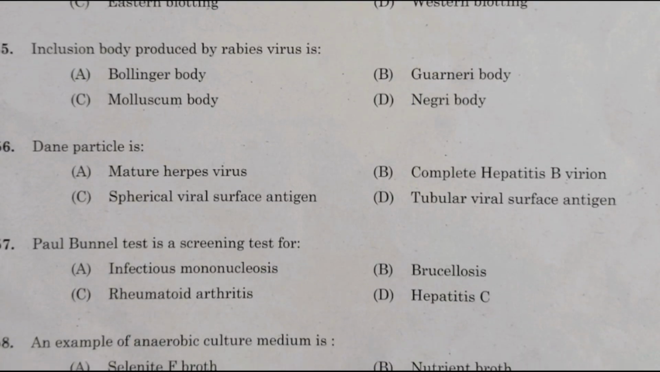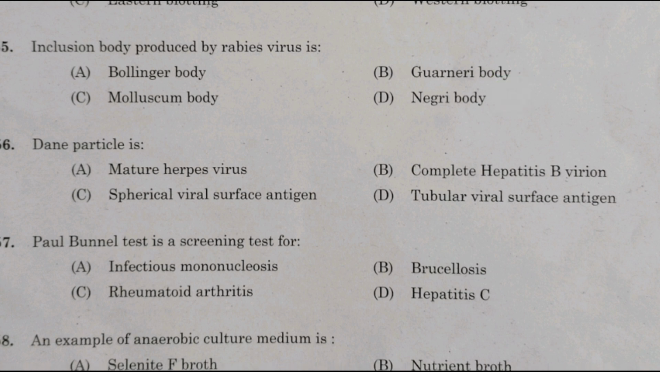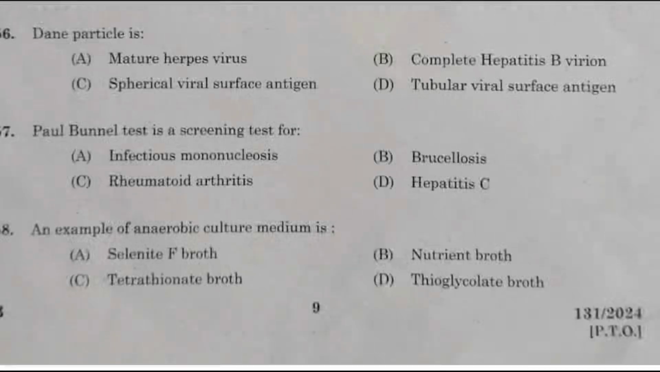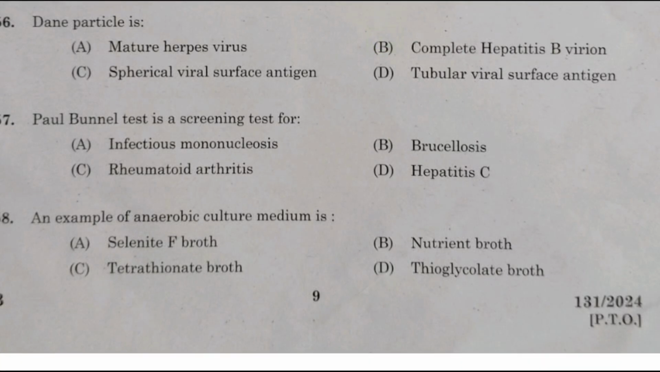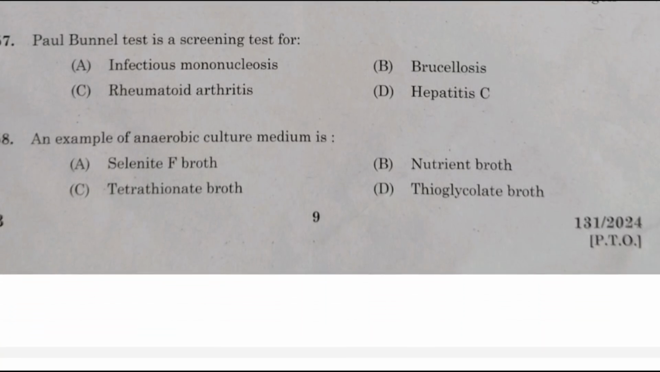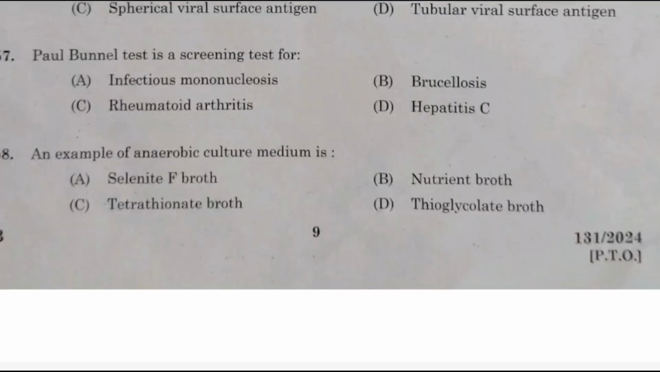Next one, inclusion body produced by rabies virus. Right answer is option D, Negri body. Next one, Dane particle is complete hepatitis B virion. Right answer, option B. Next one, Paul Bunnell test is a screening test for. The right answer is option A, infectious mononucleosis.